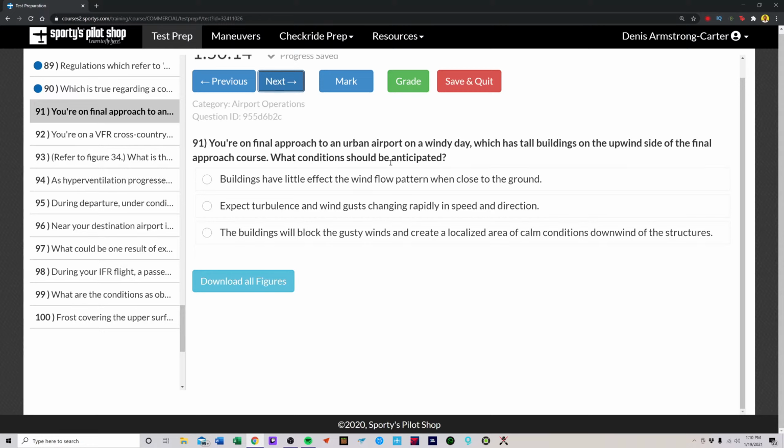You're on final approach to an urban airport on a windy day, which has tall buildings on the upwind side of the final approach course. Which conditions should be anticipated? Let's see. Yep, I'm on 90. About to finish up here. And left the door open again. Ugh. Alrighty. You're on final approach to an urban airport on a windy day, which has tall buildings on the upwind side of the final approach course. What conditions should be anticipated? Buildings have little effect. The building will block gusty winds.